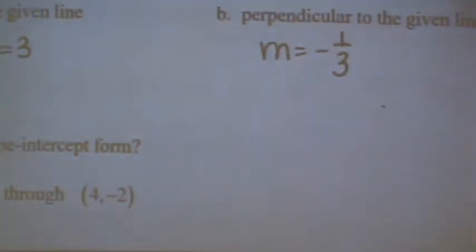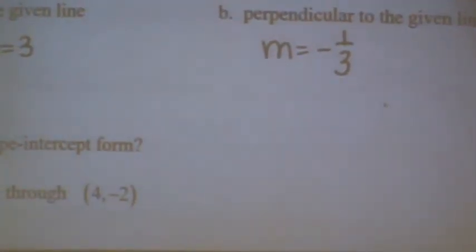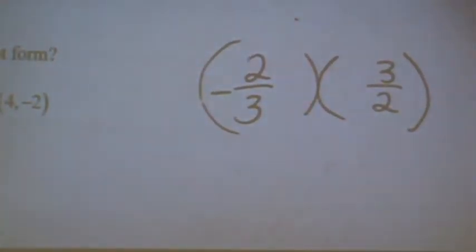3. Well, what if it said perpendicular to that line? What would you do to that slope? -1/3. You flip it and make it negative, because if it's positive, you make it negative. What if I gave you a slope of -2/3? What would be perpendicular to this? +3/2. Now, how can you check to see if they're perpendicular? If you multiply them and get -1, then they're perpendicular.